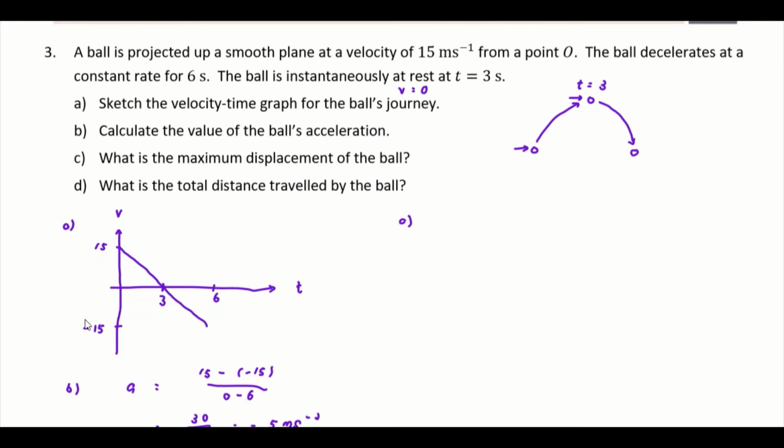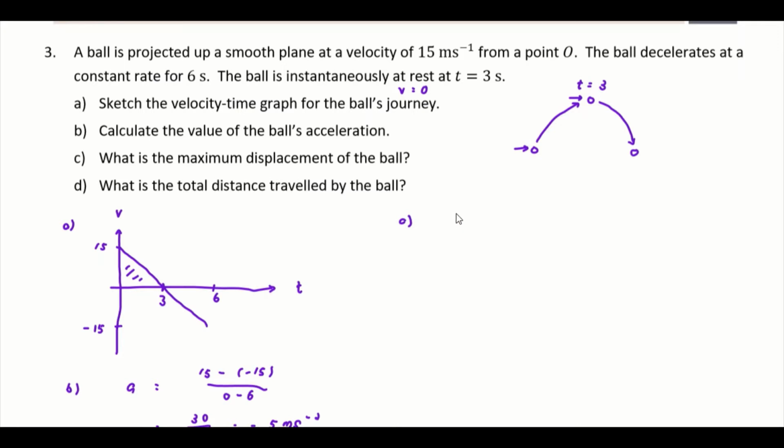Then you will need to refer back to this graph. On the v-t graph, if you want to get the displacement, then you need to find the area. So you will need to find the area under the graph from t equals 0 until t equals 3, which is basically here. I hope you can understand why we didn't add them together, because we are just finding the maximum displacement, meaning from O until here, the maximum height.